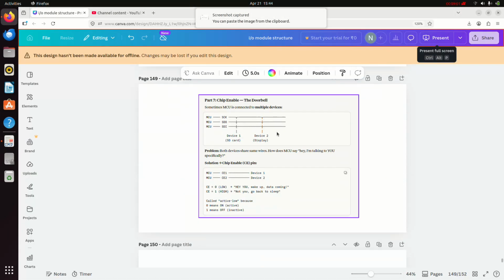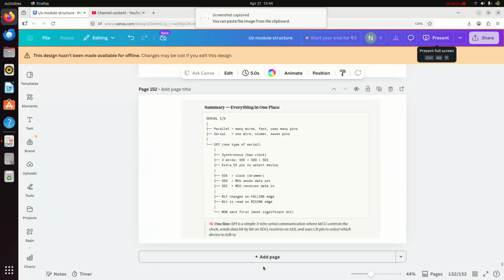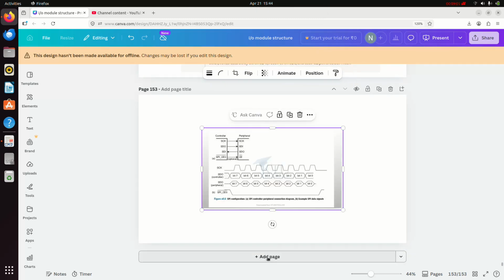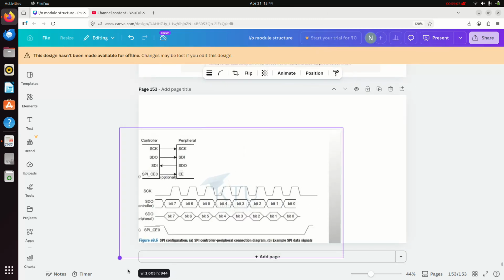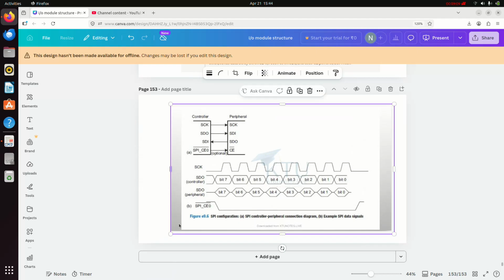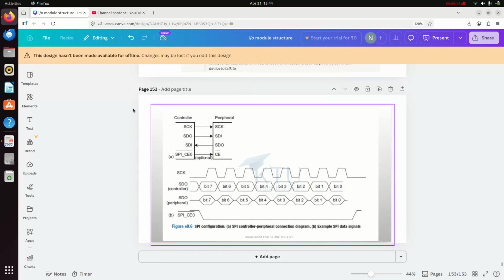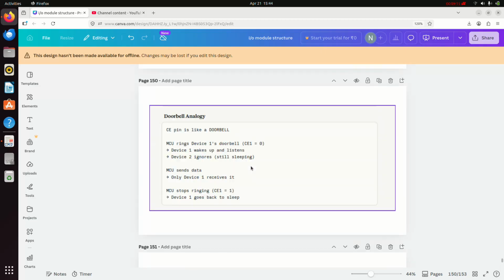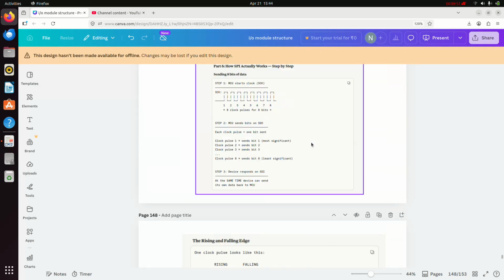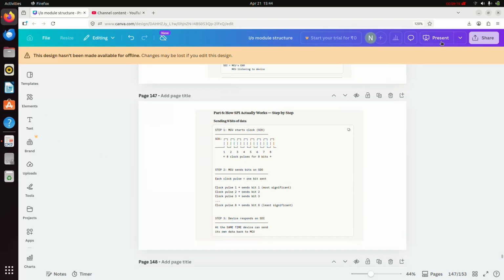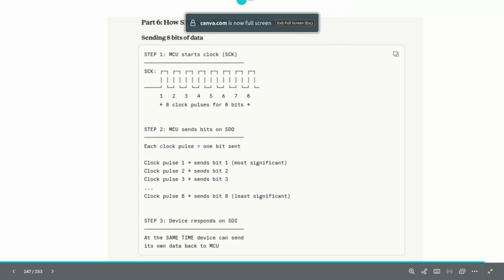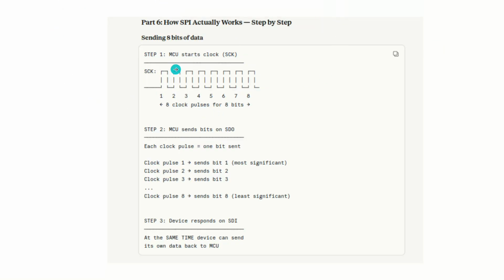Now here you can see this diagram. This is the diagram of our SPI configuration. We will understand this diagram here. First we have to understand how SPI actually works. Here, if you see how SPI works, we will send 8 bits of data. Step 1 is what?